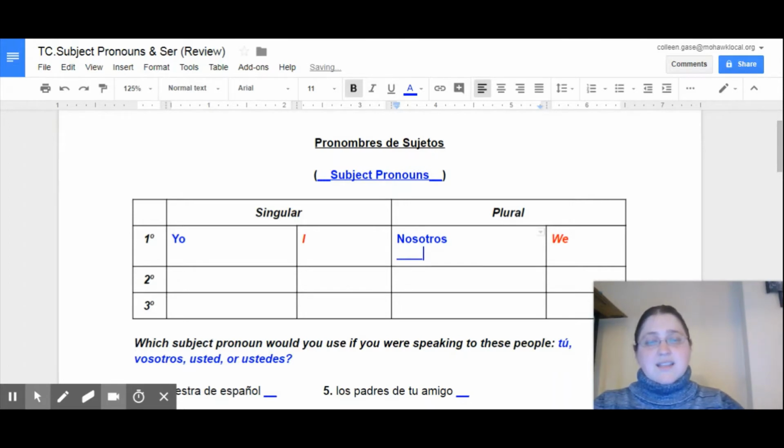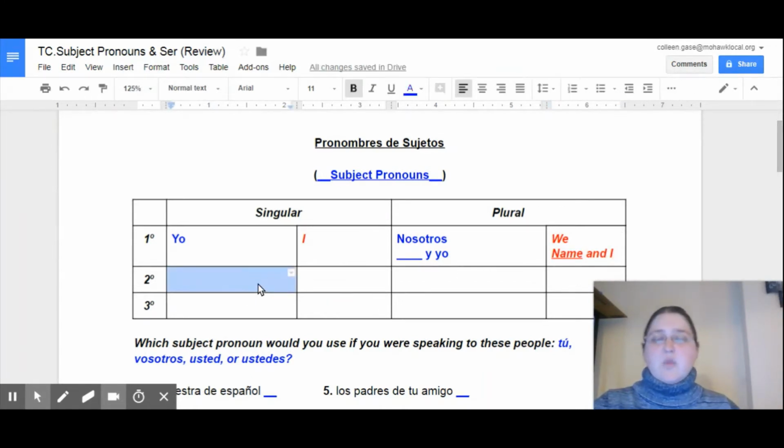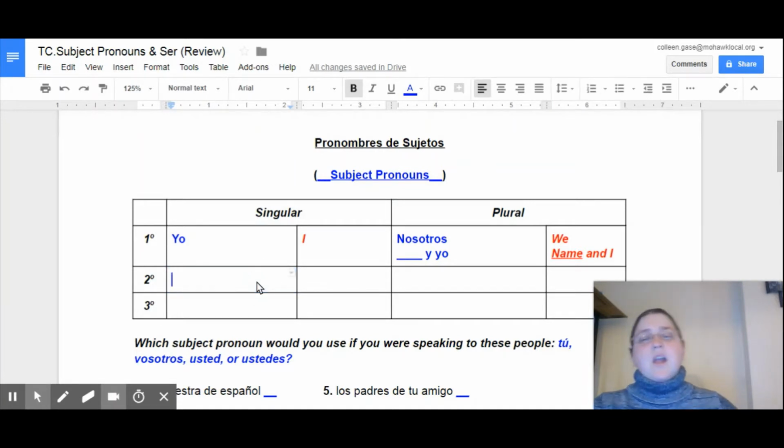Now, I do want you to make a little mental note here. Just like I said, if I said Bob and I went to the store, Bob y yo, that belongs in that same spot with your nosotros. That'll be more important when we get into verbs, but I just want you to have a note of it now.